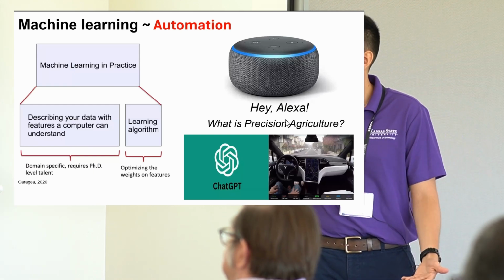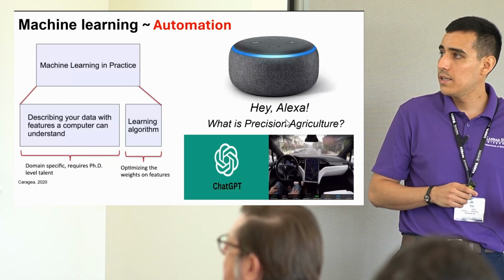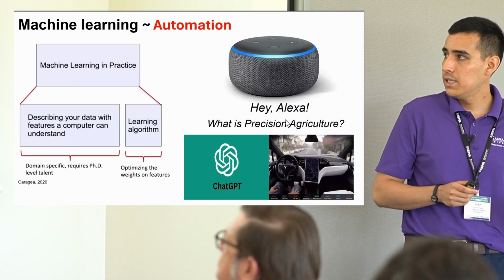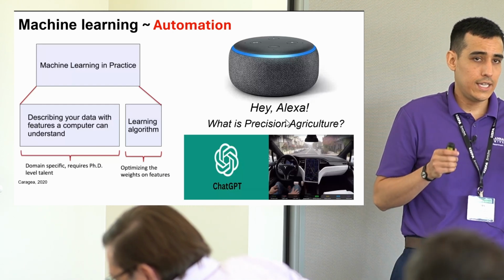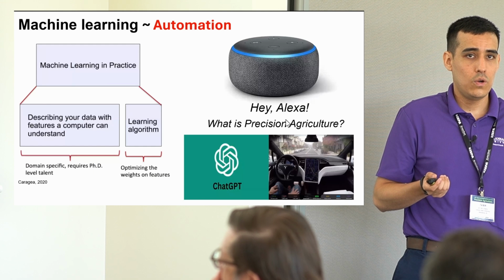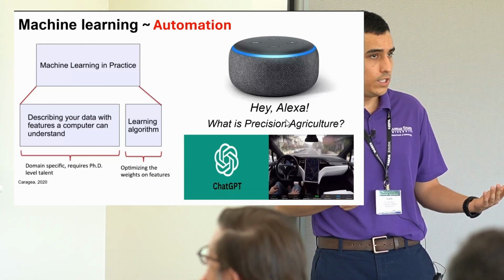In general, machine learning in practice is just describing your data with features a computer can understand. You will be building an algorithm that will be able to detect objects on images. We will be doing this with an open source software called Roboflow, which is pretty new.